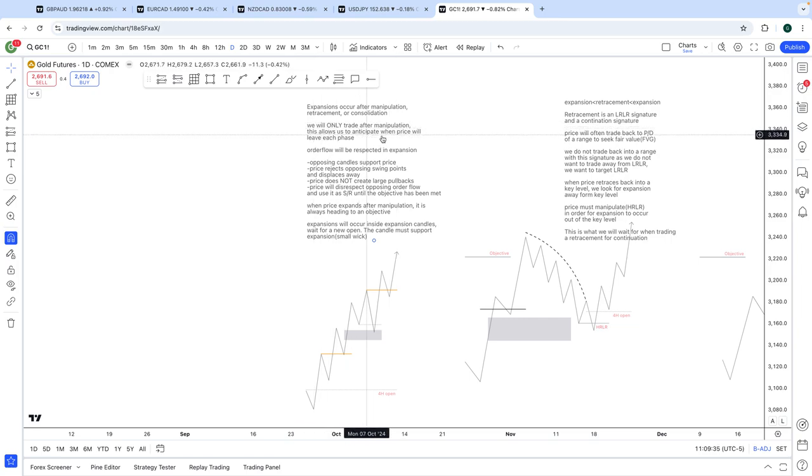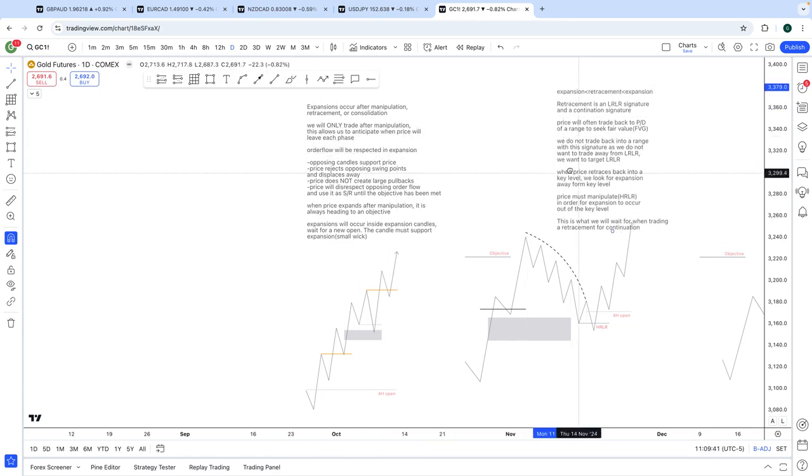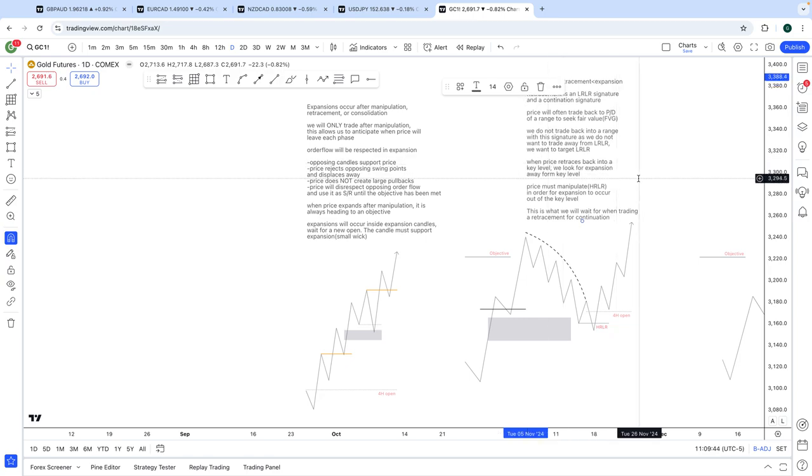This allows us to anticipate when price will leave each phase, because we want to trade after manipulation. We want to trade away from high resistance, right? We want to trade away from manipulation. We don't want to trade away from low resistance signatures, which is what consolidation and retracement are. So order flow will be respected in expansion. This is the signature of an expansion, right?